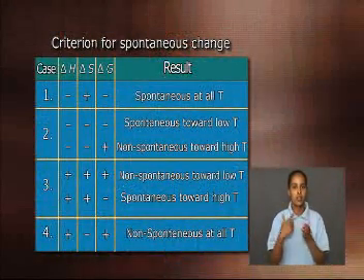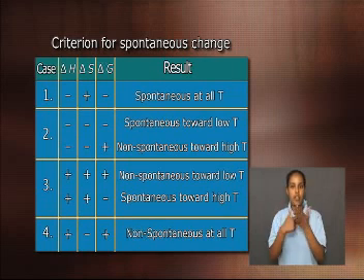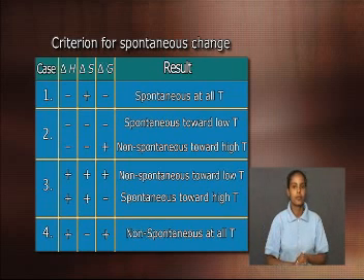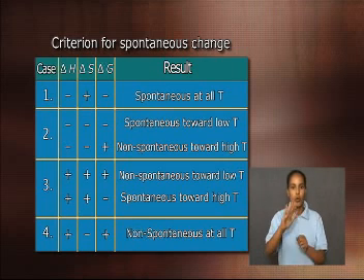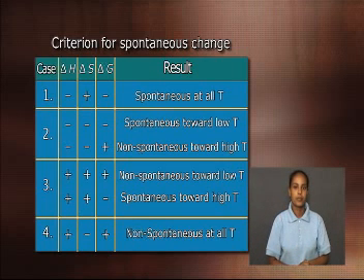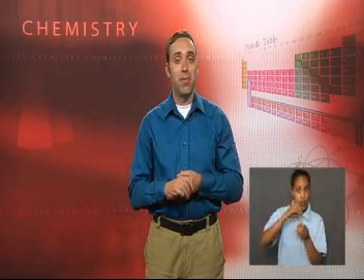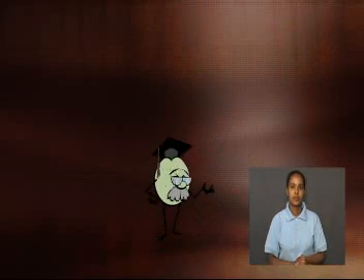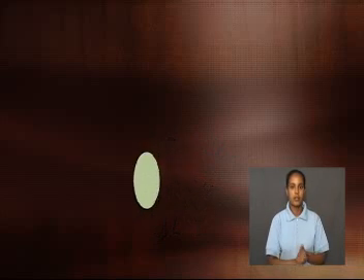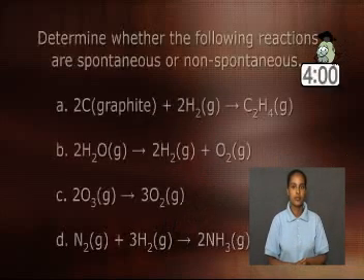Students, this table summarizes the criteria we have just learned. This will help to complete your next activity. Students, we have time for one more activity. Please determine whether the following reactions are spontaneous or non-spontaneous. Students, let's get ready. Begin.